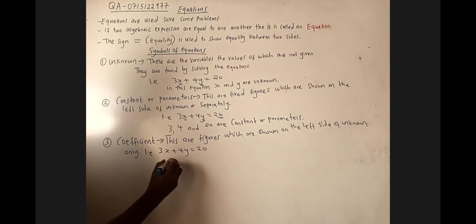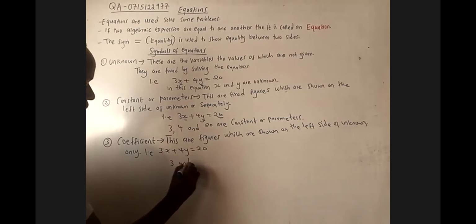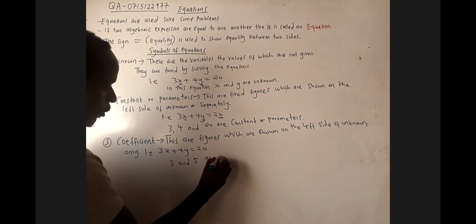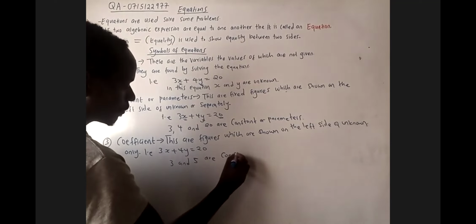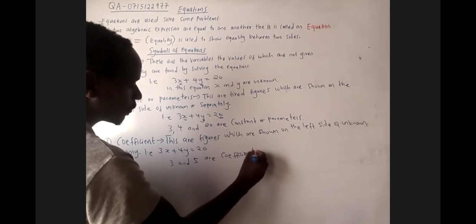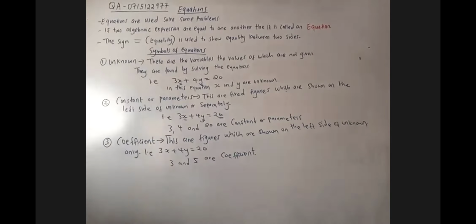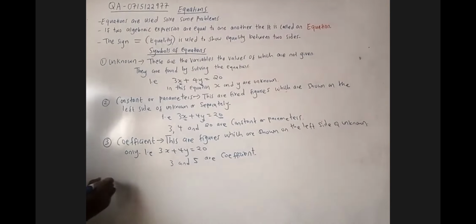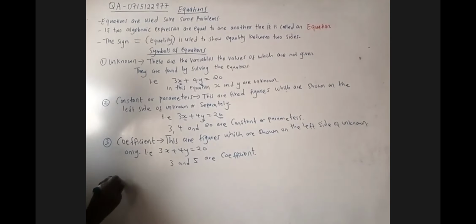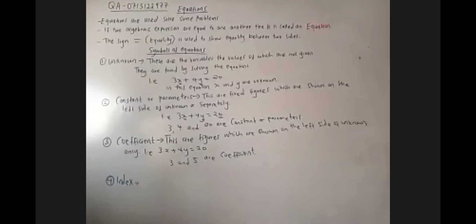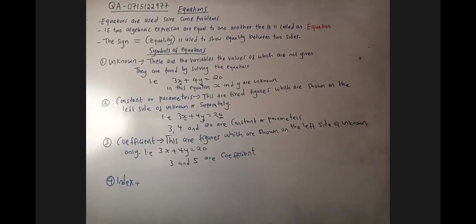Now, 3 and 4 are coefficients. Then the last one is the index. The last one is the index.